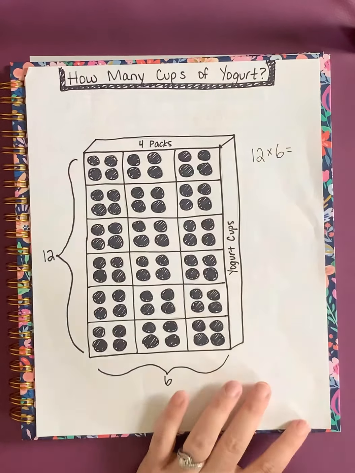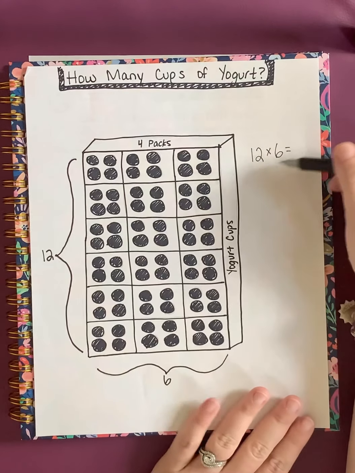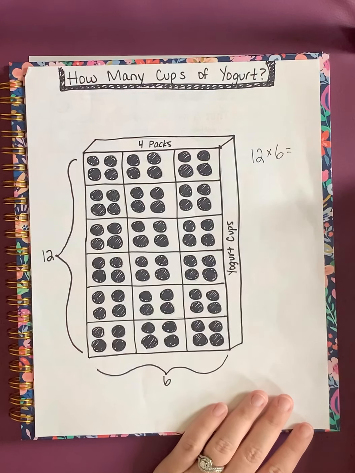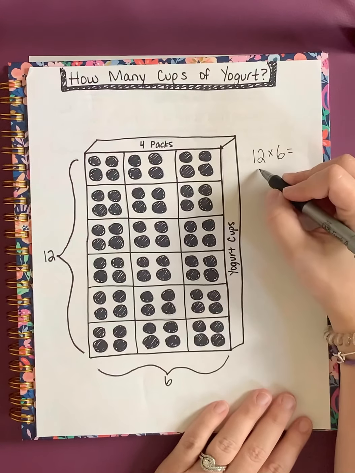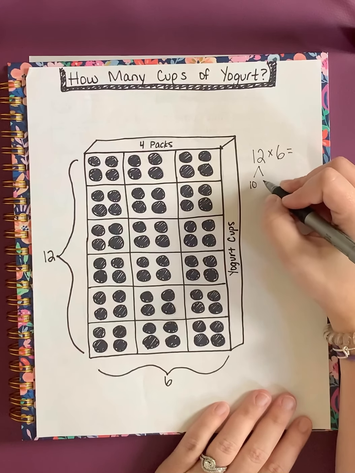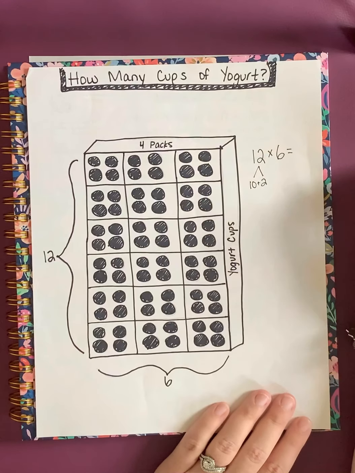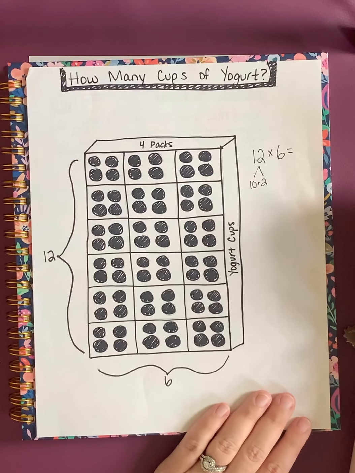So 12 times 6. Now, I don't know about you, but it's kind of a big number to be able to know off the top of your head. So we're going to use that strategy that I just showed you, that break apart strategy. And we're going to break one of these numbers apart. Now, if it were me, I'd break this 12 apart because that's kind of a big number, okay? And I would break that apart into our 10s and our 1s. All right, so you have 10 and 2 because 10 plus 2 is going to give you that 12.